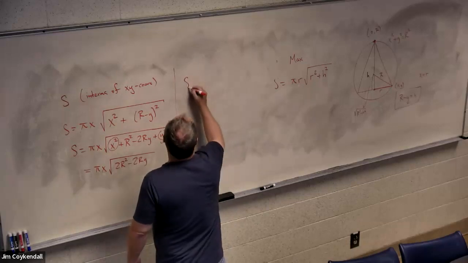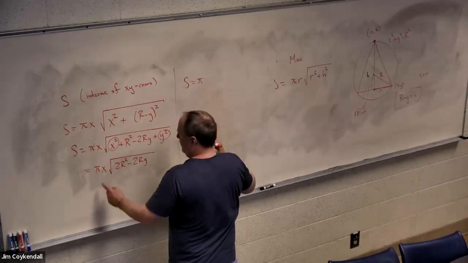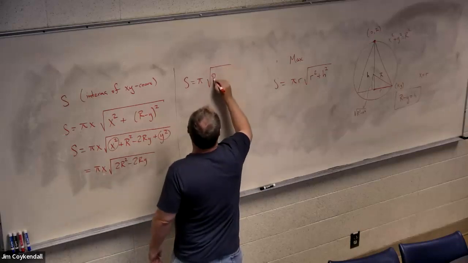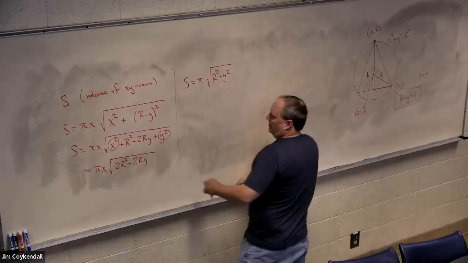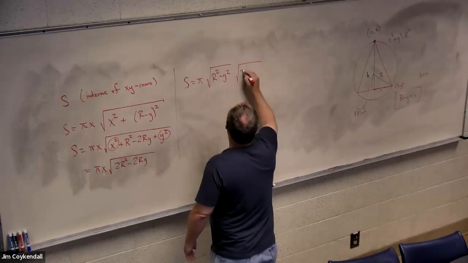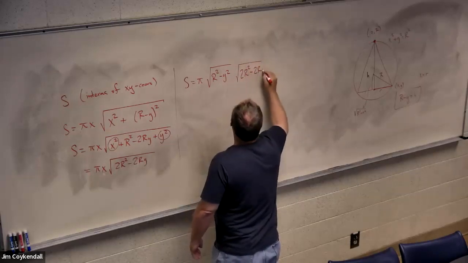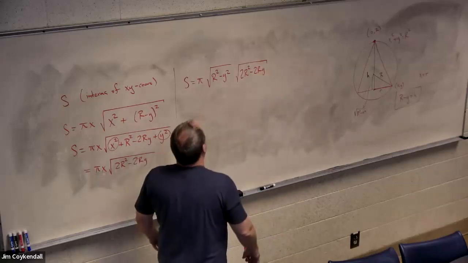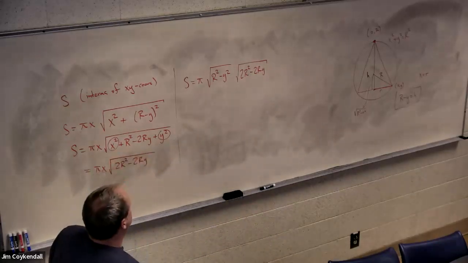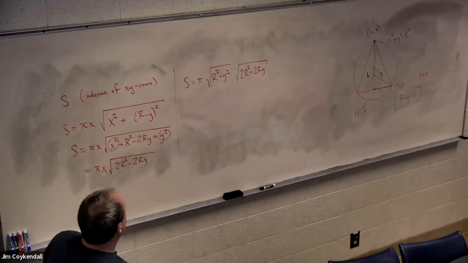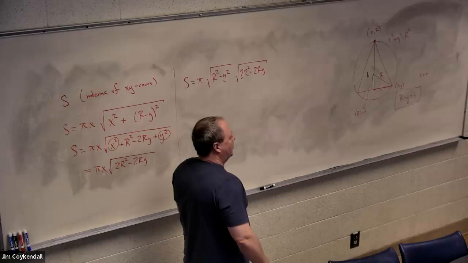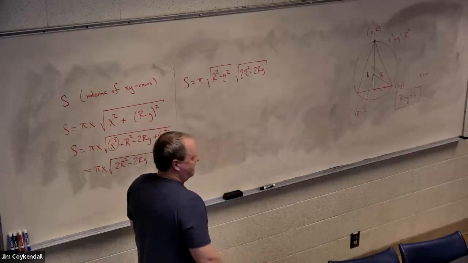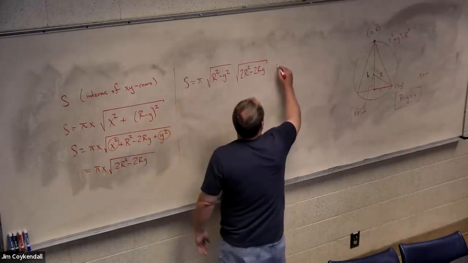So my surface area is pi. I'm going to replace X by the square root of R squared minus Y squared. And then I've got this other bit, square root of 2R squared minus 2RY. We want to maximize this.